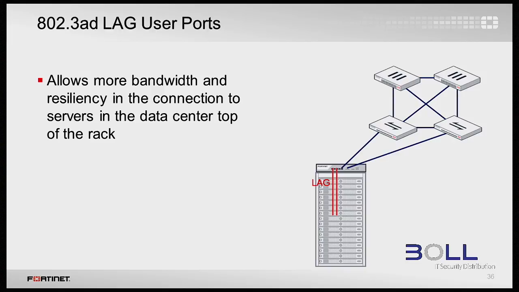LAG of user ports. So if you think about this is the solution, right? We have a FortiGate pair, two switches in the distribution, one top of the rack switch that is dual homed, and then we have servers. So if you want to have link aggregation, you can connect the server to the FortiSwitch access and then create link aggregation there.